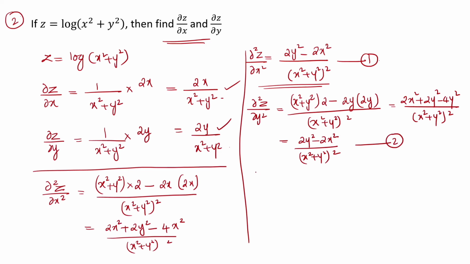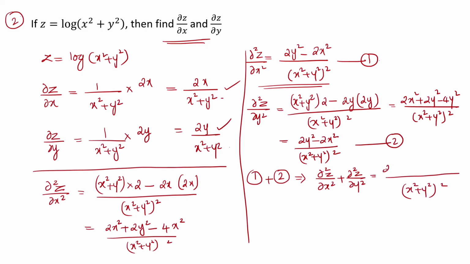Suppose, what will happen if you add these two equations? 1 plus 2, we will get ∂²z/∂x² plus ∂²z/∂y². This is equal to, the denominator being the same, we'll take the common denominator (x² + y²) the whole squared. Okay, and the numerators are 2y² minus 2x² plus 2.